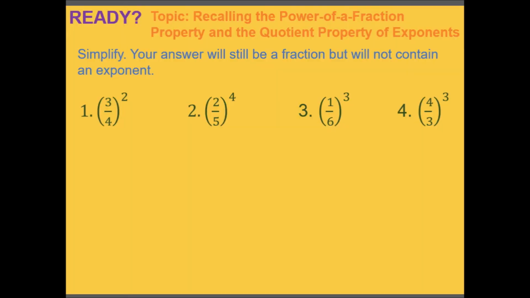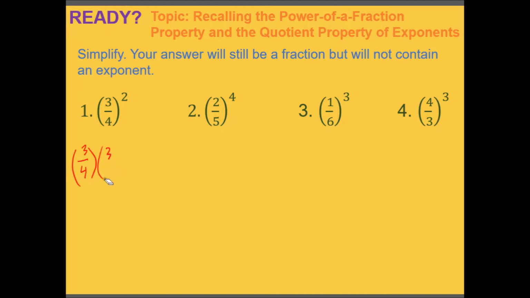All right. First thing you want to be able to do is a power of a fraction property. So when we have something like 3/4 to the second, there's a couple different ways you can do it. This first one I will show you using the exponent property. This means we have two of them, right? So we have 3/4 times 3/4.